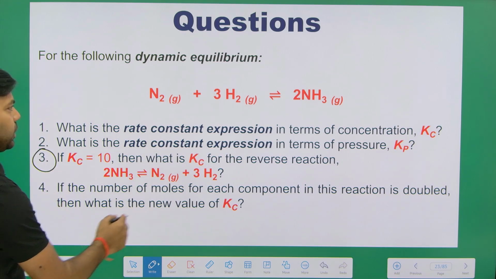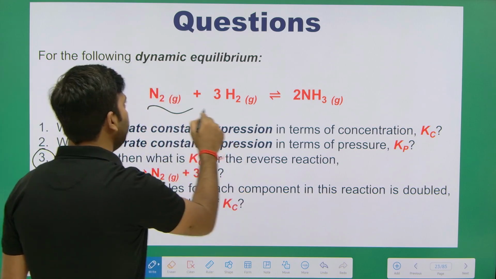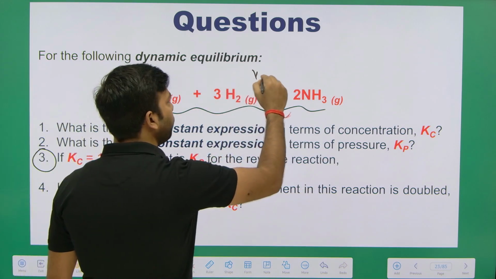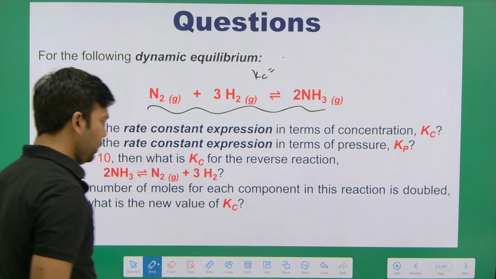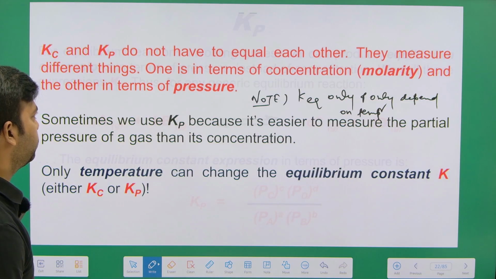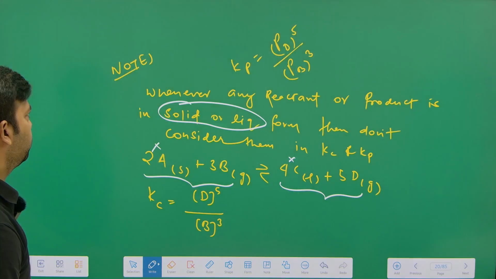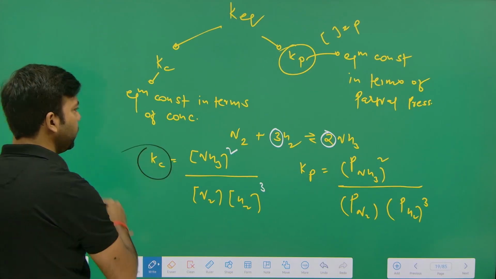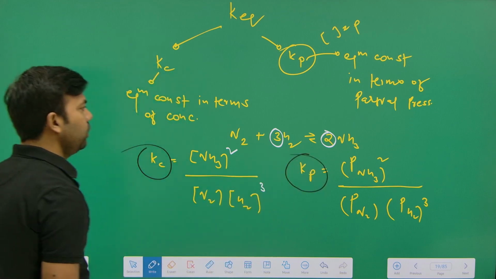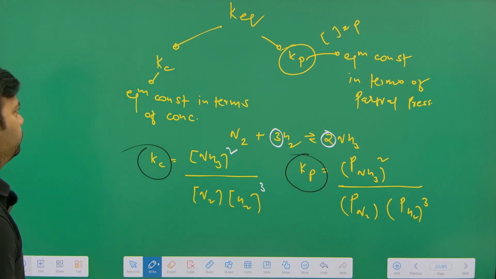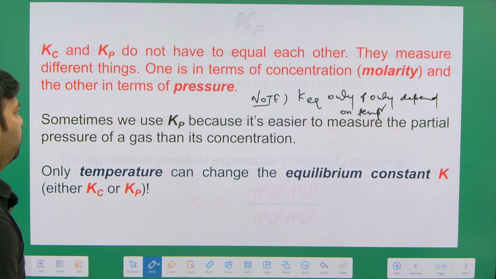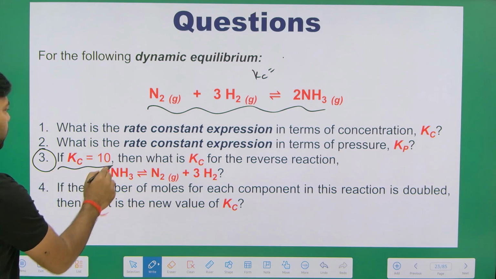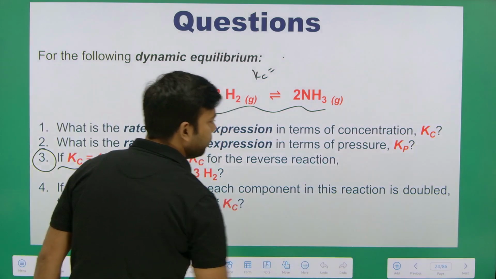We have done this Kc and Kp for this reaction already. You can see the Kc will be what? I think we did this. Let me check. Yeah, this one. We have covered this Kc and Kp. This is a very important one. Let me discuss this here.